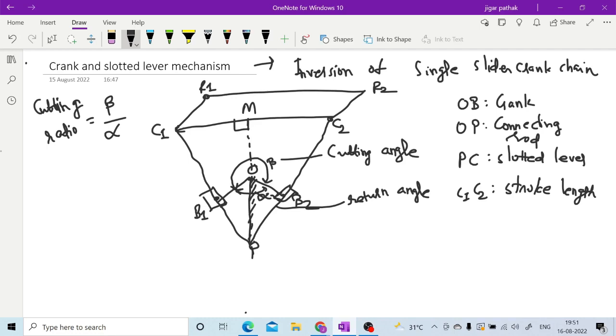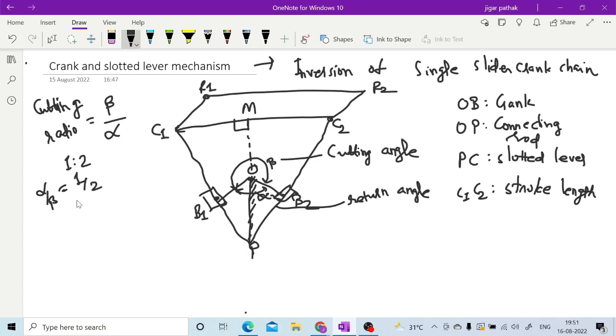Sometimes with the same name they may provide you the ratio as 1 is to 2, so at that time you need not be confused and take beta by alpha as 1 is to 2. In your question, if it is mentioned cutting ratio is 1 is to 2, it means alpha by beta is 1 is to 2, because the cutting stroke cannot be less than the return stroke, right? So in general this cutting ratio is beta by alpha, where beta is the cutting angle and alpha is the return angle, right? So this is how you are having alpha by beta as 1 by 2.